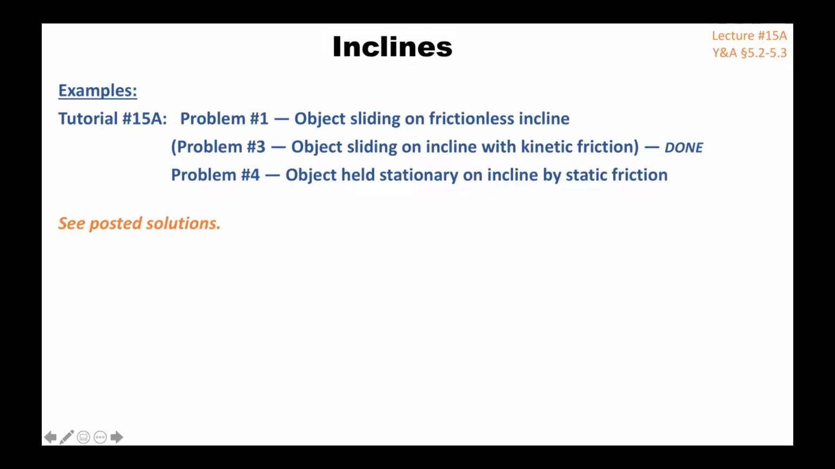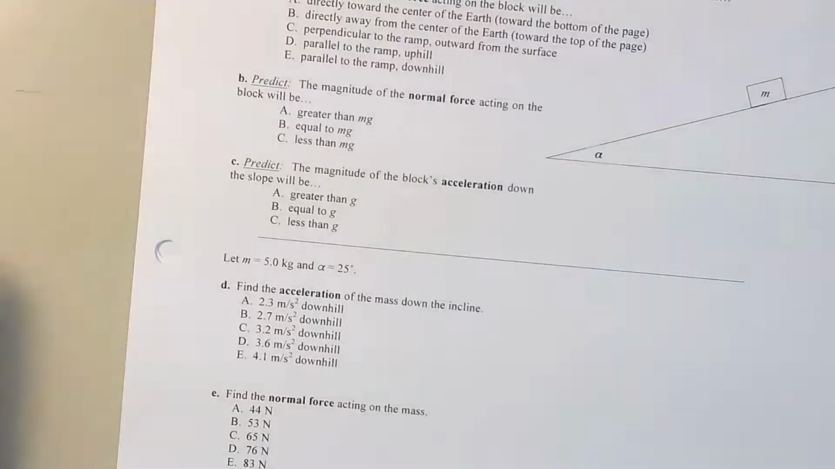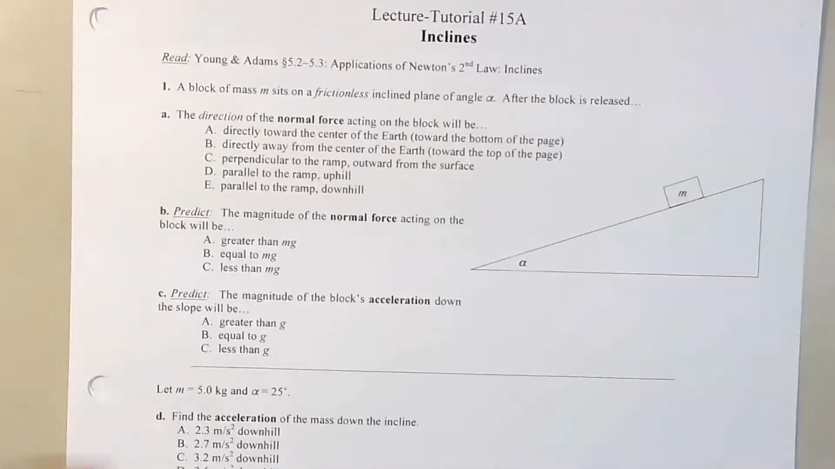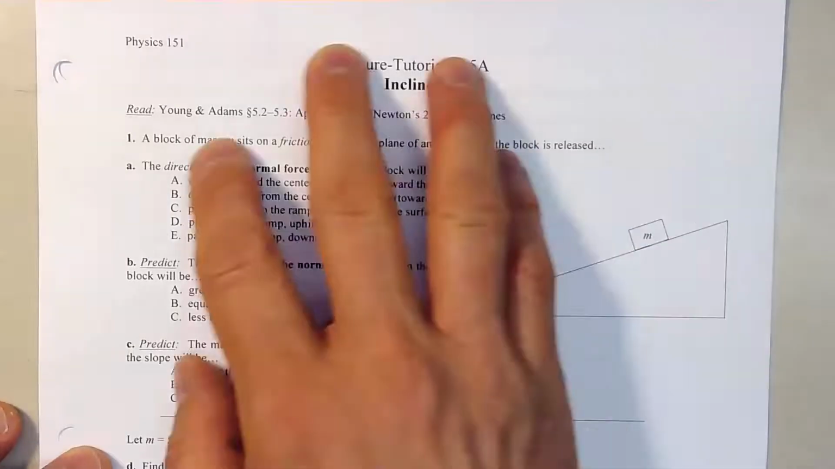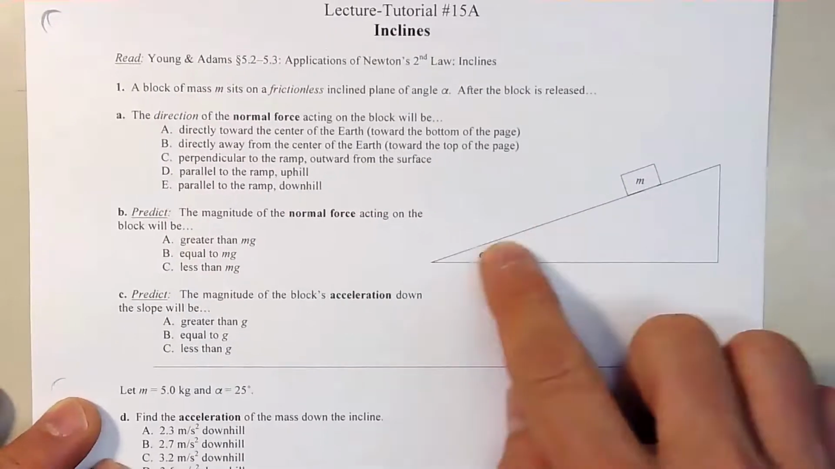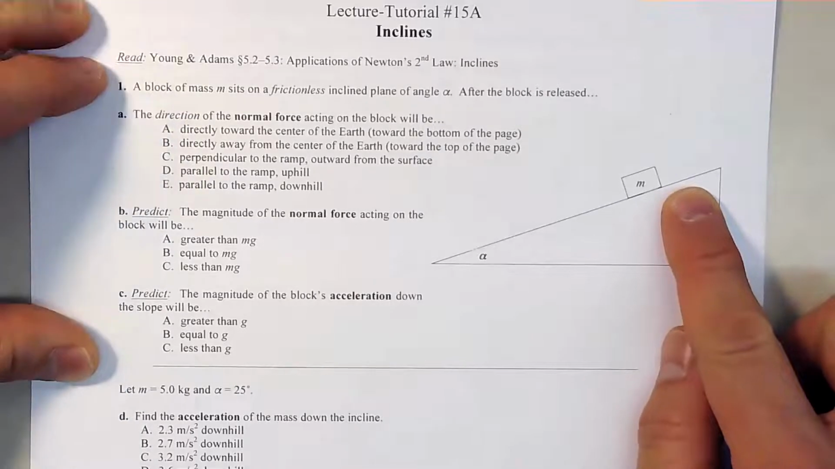Okay, I'm going to switch to my desktop camera now, and we'll take a look at that. So here we are with tutorial 15A, and let's start with question 1, which is a frictionless incline. I actually start off asking you to make some predictions.